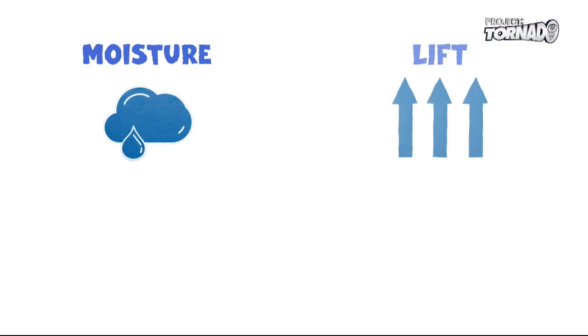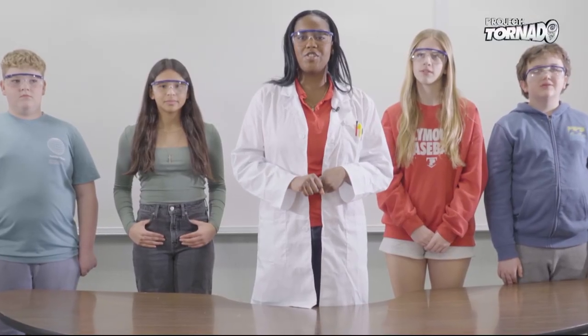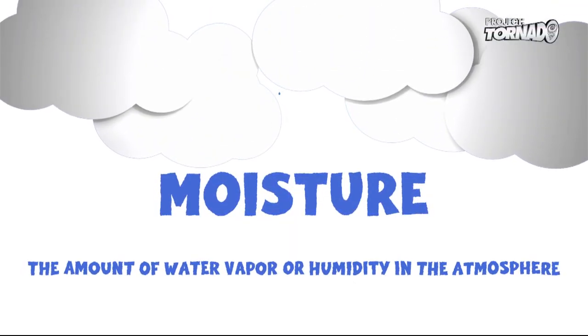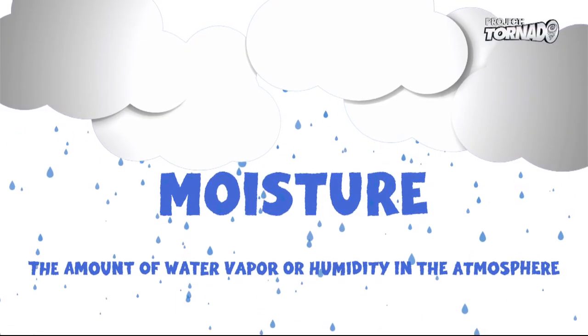How do tornadoes form? Well, first you need 4 key ingredients. You need moisture, lift, instability, and wind shear. First, we're going to start off with moisture. What is moisture? Moisture is the amount of water vapor in the air or the amount of humidity there is.